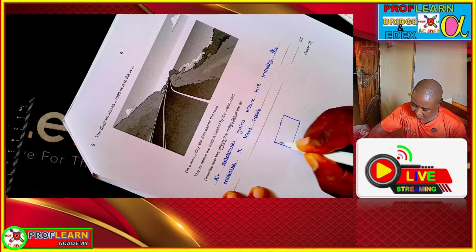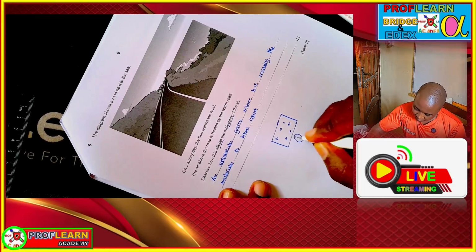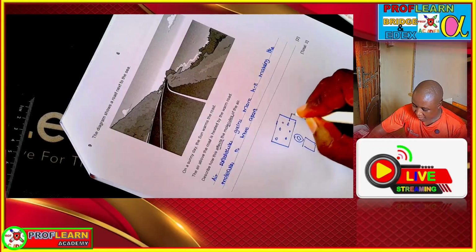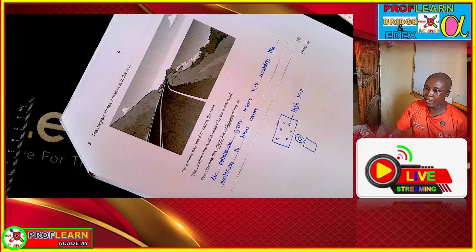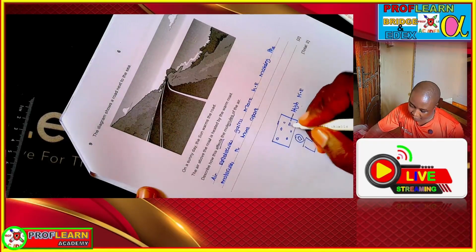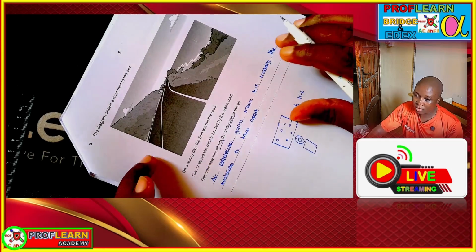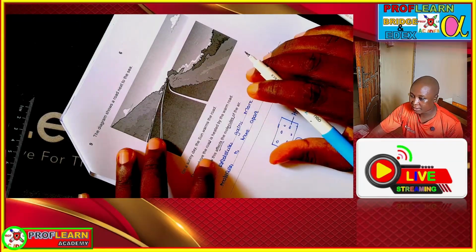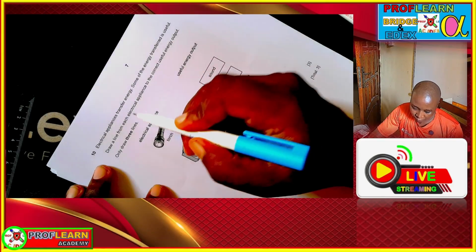So if we are talking about particles of air, we know that if you increase the temperature of the surrounding, these particles will have high kinetic energy. So they're going to vibrate faster and they are going to move apart. So that is how the molecules are going to be affected when this road warms the air around it, right?